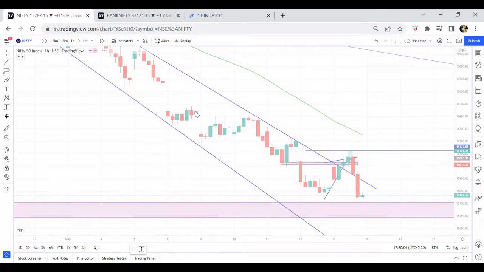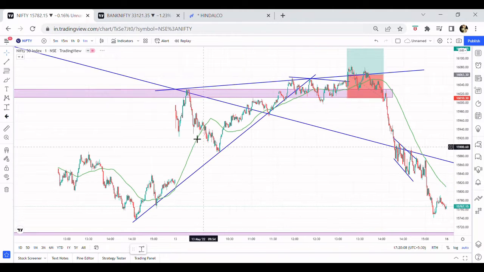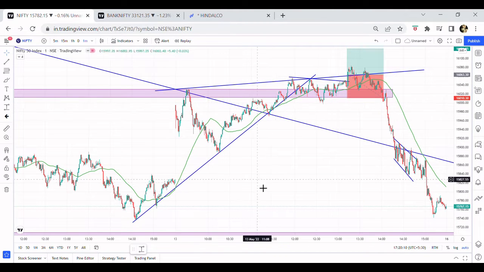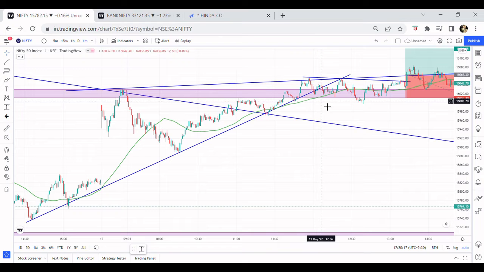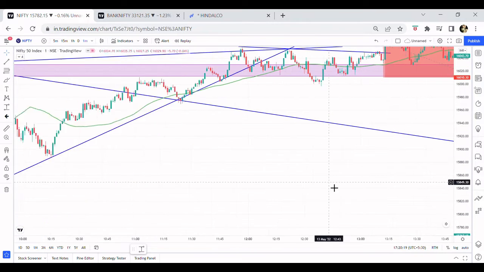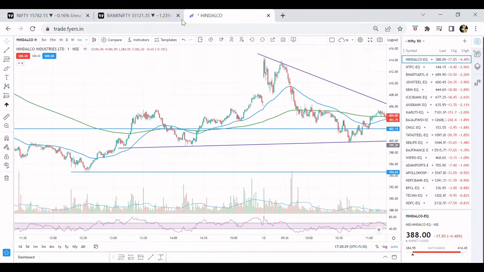So we'll see on 1 minute. Nifty was near this area when I checked. This was the trend line. It was respecting this trend line till here. When it crossed it here, it broke down from here, and you can see it made a lower low also, lower high. So I thought I'll check losers, and I found a good pattern in Hindalco.